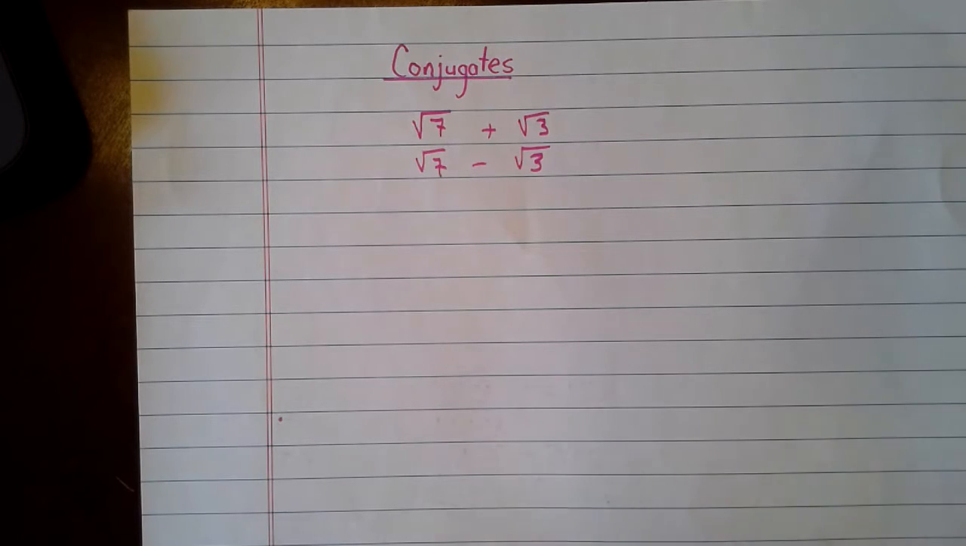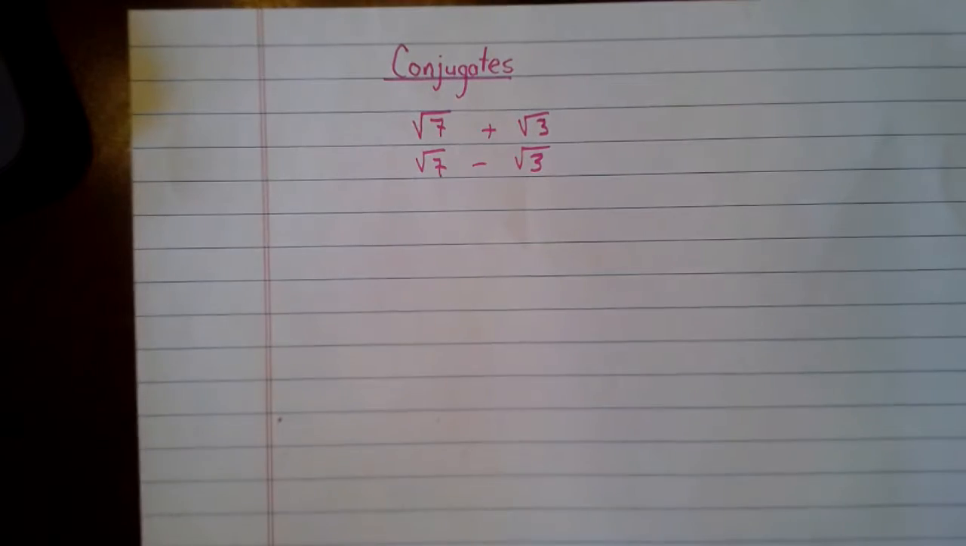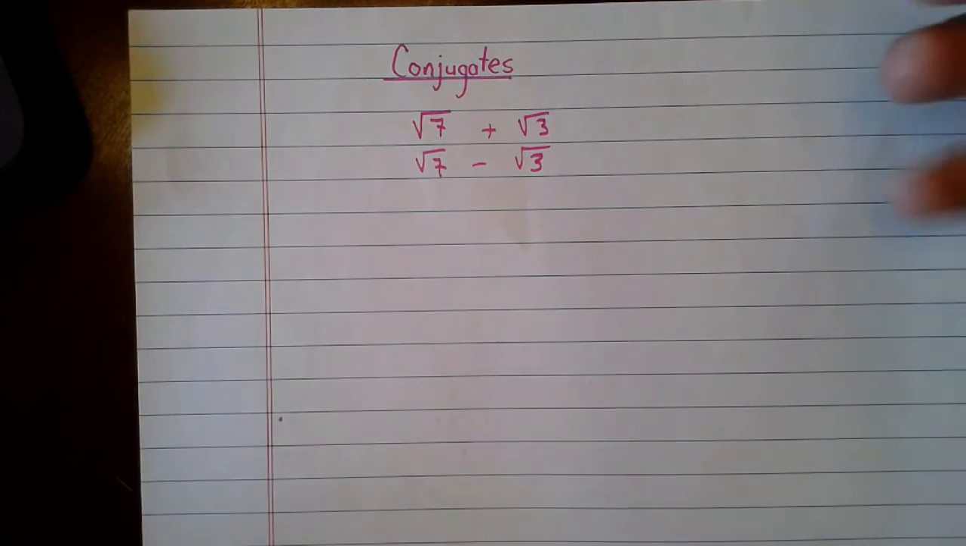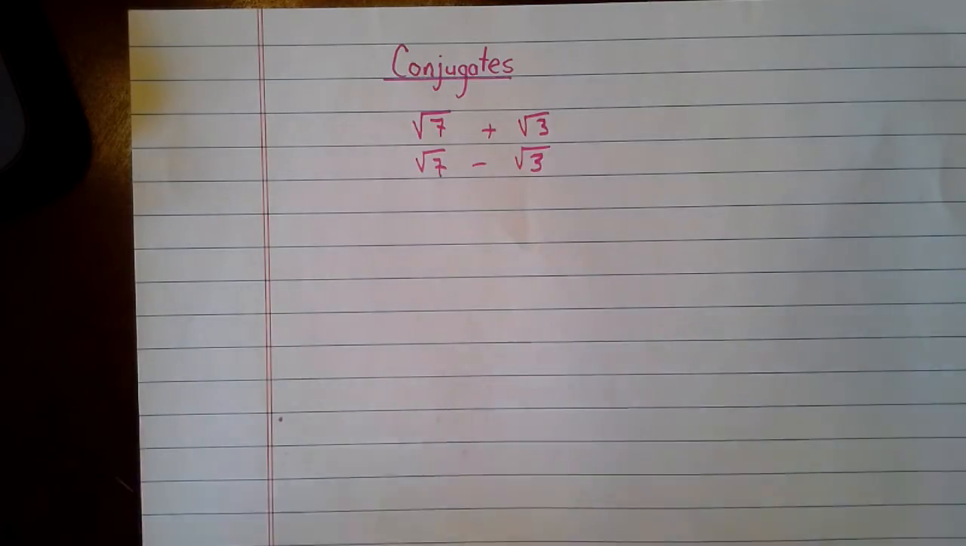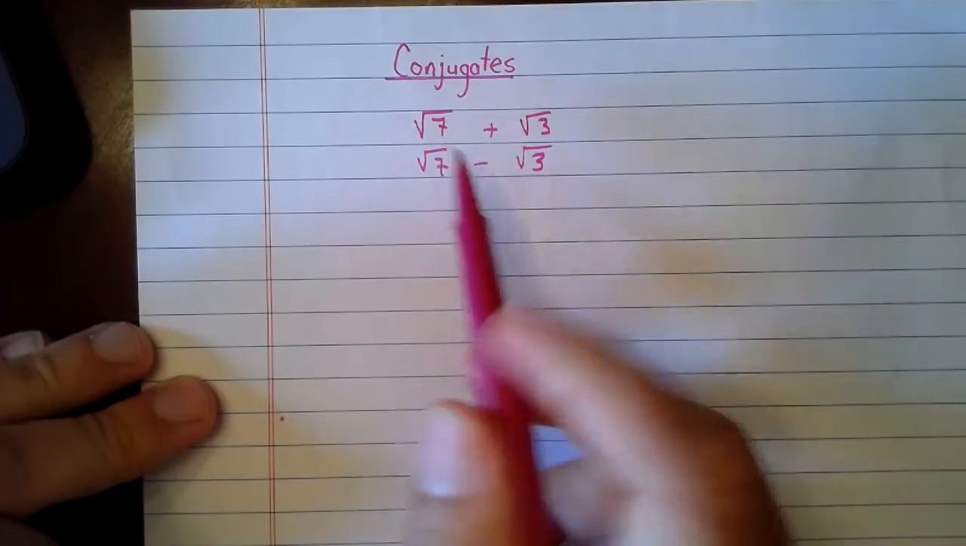All right, so I have root 7 plus root 3 and root 7 minus root 3. They are called conjugates. Think of them as opposite pairs. Not both terms are opposite, just one of the terms is opposite. And the interesting thing about conjugates is that when you multiply them, you always get a difference of squares. I'm going to show you what happens when I multiply these.